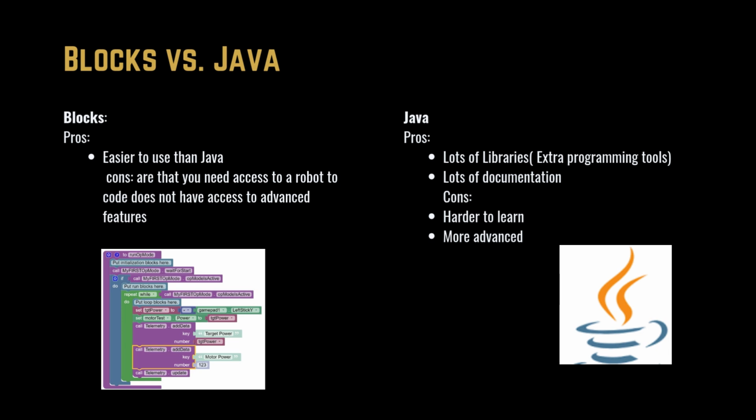First, we have blocks, which is easier to use than Java, but the con is that there's less features and you must be connected to the robot to code it. Next, we have Java, which you can use Android Studio or onboard Java, which I'll talk about later. There's lots of libraries, lots of features, and lots of resources to learn, but it might require a bit more programming knowledge and it's a bit hard to use.